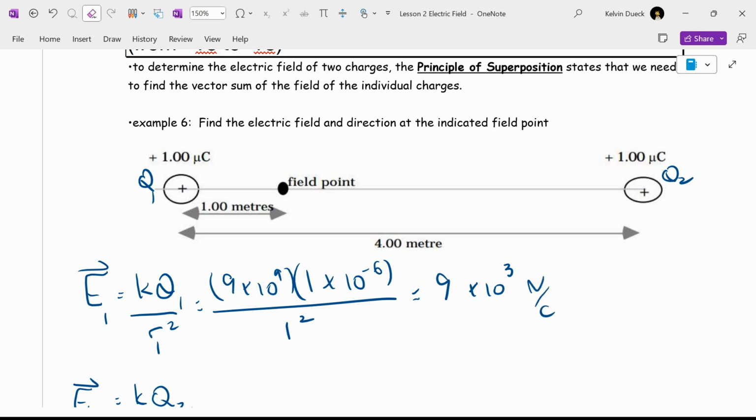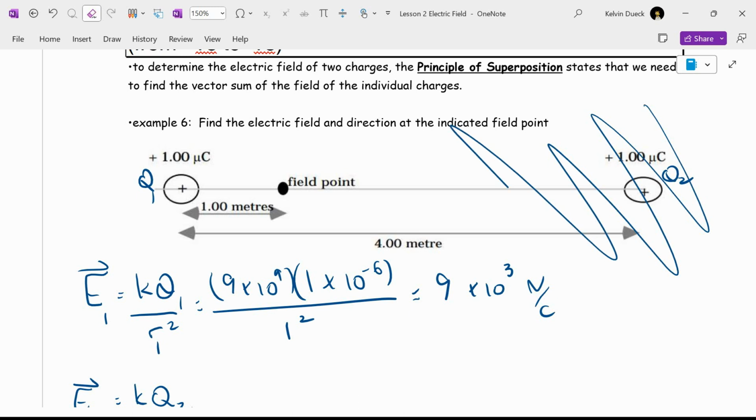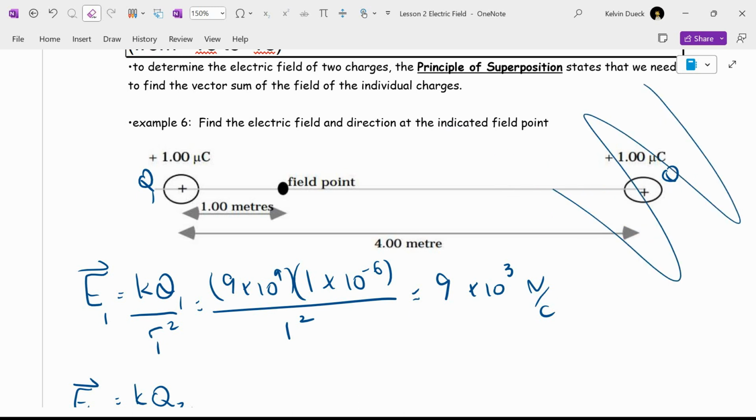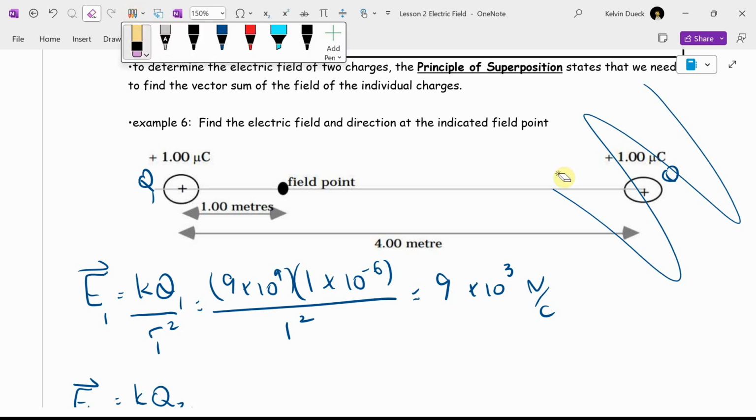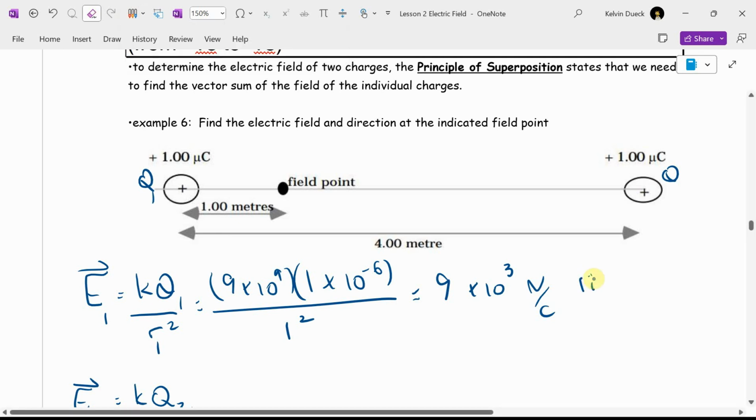Units, newtons per coulomb. Direction. So imagine that this one isn't even part of the question. It's not even there. Put a positive right there. Would it get attracted to the left or repelled to the right? Because like charges repel. So I'm going to say to the right. You could also say east.